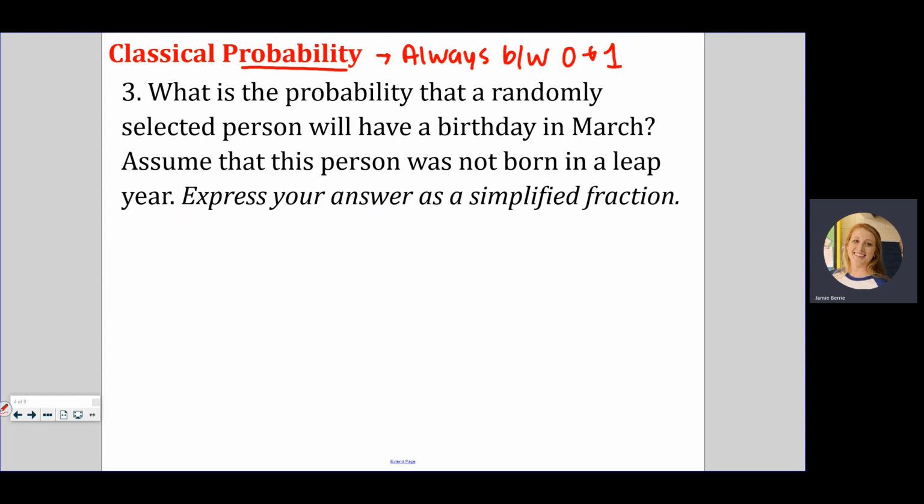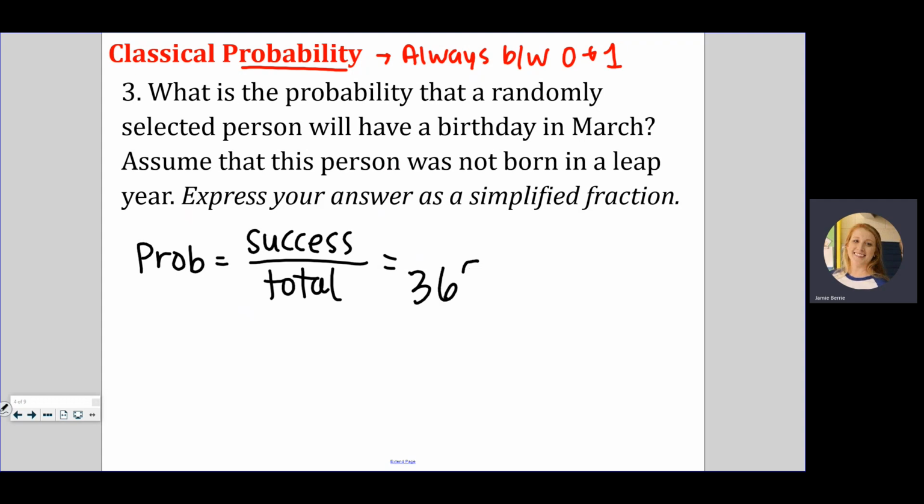If I'm just using the people in this room to calculate the probability, that's an experimental probability. We're going to calculate this using classical probability. So it's success over total. Probability equals success over total. How many total days are there in the year? 365, so that's our total. How many out of those 365 days are in March? I think 31. Good, 31.